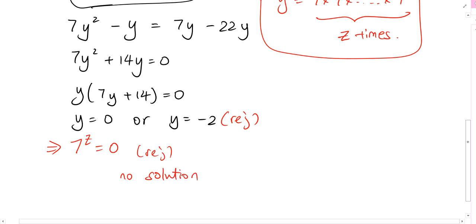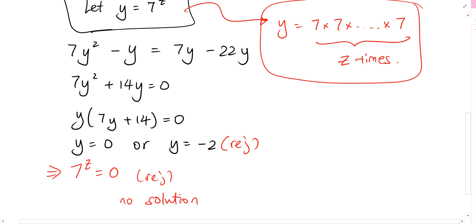Because again, we're going to come back to this. y is equal to 7 times 7 times 7. You keep multiplying a positive number, you can't get a 0. So this question has no solution. Okay, is there anything else you would like me to go through?